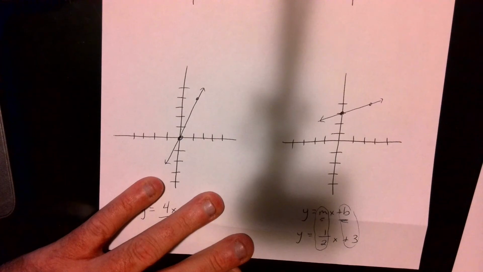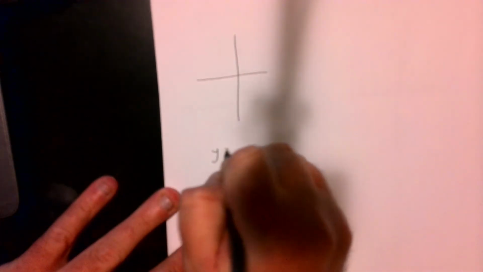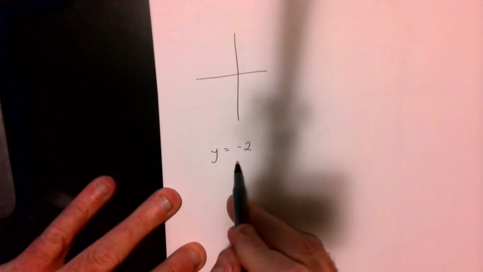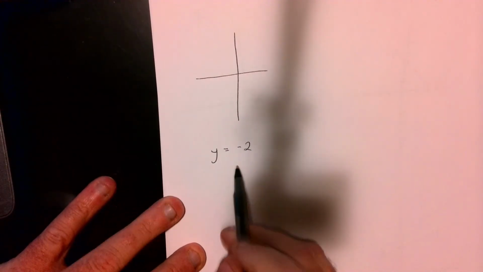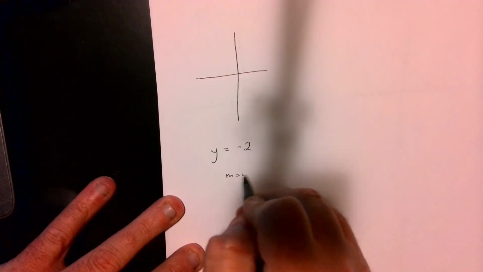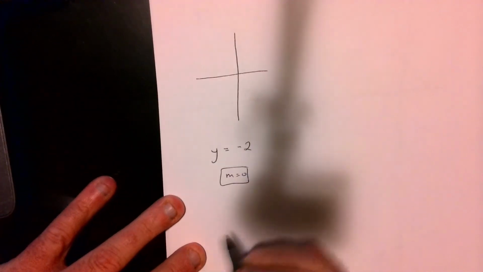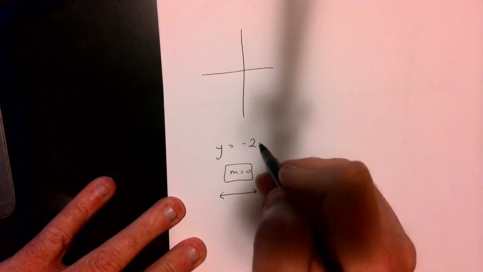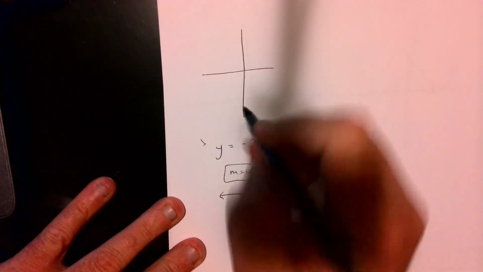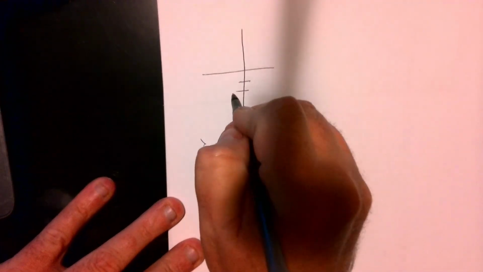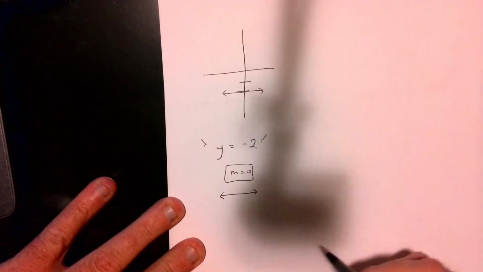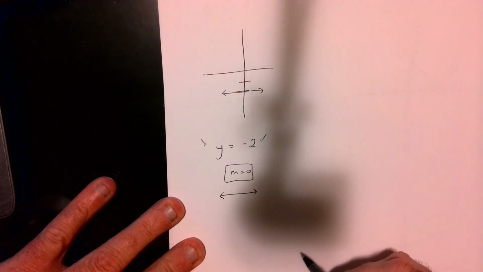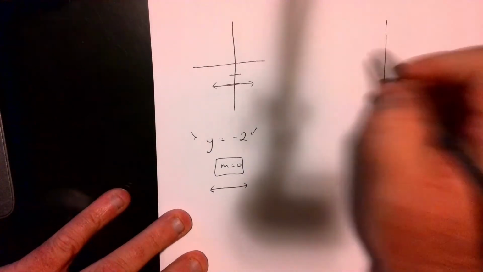Do not forget the tricky ones that we talked about in the last video. Whenever you get an equation that just says y equals some number, your slope is always going to be 0. And we know that with slope 0, the line's going to be horizontal. So if it tells me y is negative 2, go down to negative 2 on the y-axis and draw a horizontal line. Easy thing to memorize for a test. You just got to do it.